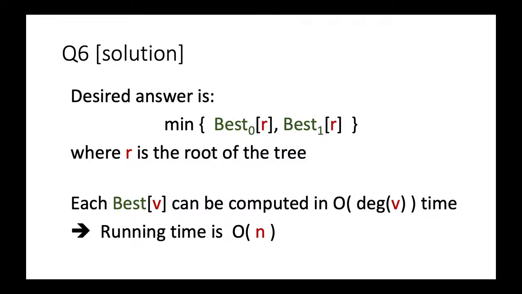And so once all the solutions are known, we will have best when we do not open a store there, or when we open a store there. And then the best solution will be the minimum of these two. And notice that each best value can be computed in time based on the degree of V. So the running time will be order n in total.